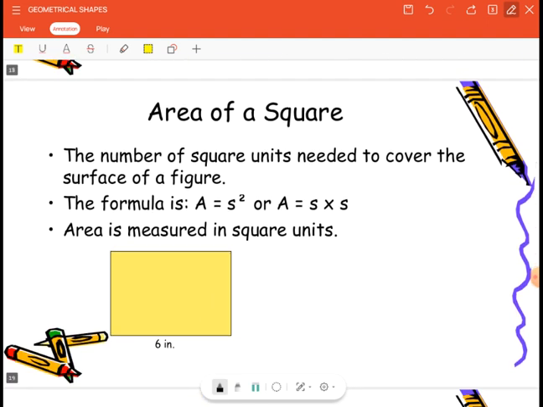Next, the area of square. So dito, substitute lang natin yung area is equals to s squared, and that is equals to 6 squared, may inch yan dyan, and that is equals to 36 squared inch. Okay.